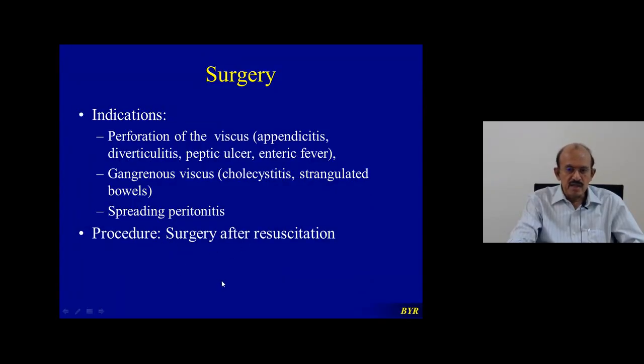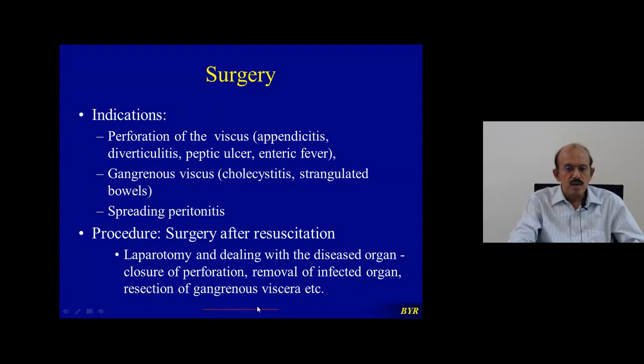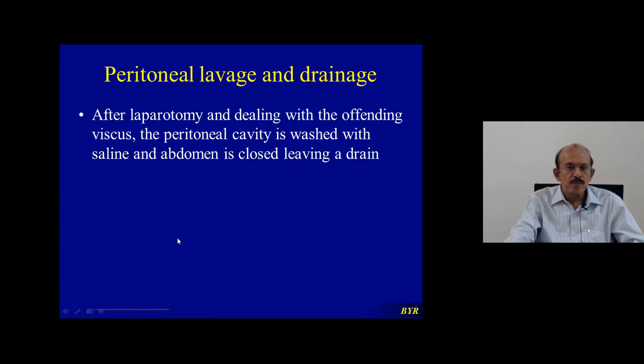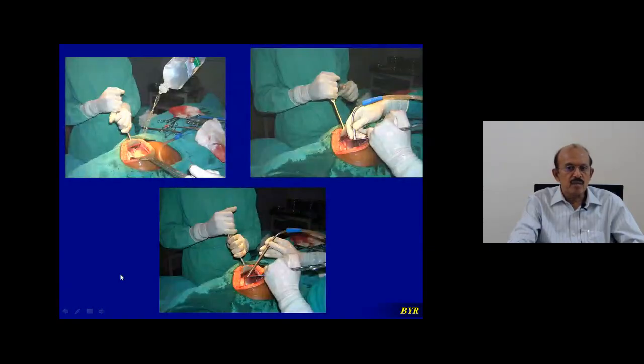The procedure is surgery after resuscitation. So you do laparotomy, deal with the diseased organ. That means if perforation is there, close the perforation. If an infected organ is there, you remove it, for example, appendix. If gangrenous viscera is there, you resect the gangrenous viscera. After laparotomy and dealing with the offending viscus, the peritoneal cavity is thoroughly washed with saline. Abdomen is closed, leaving a drain.